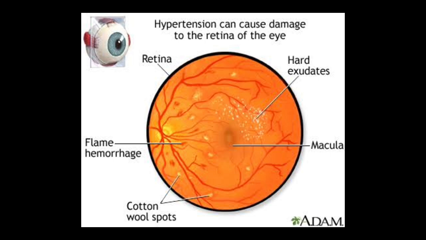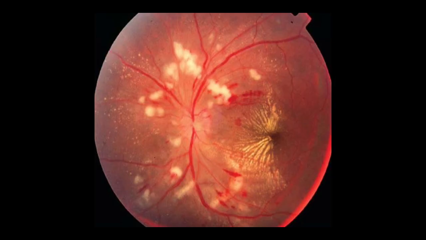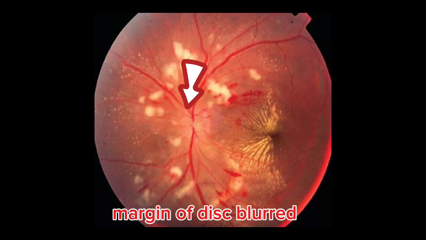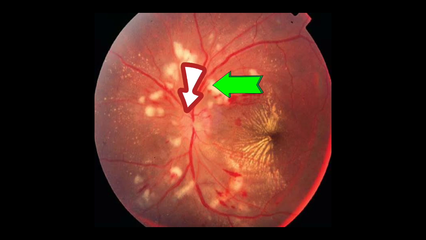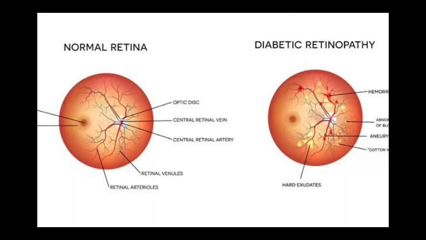This is the retina of hypertensive fundus where we can see hard exudates, flame shaped hemorrhages, and cotton wool spots. So how a hypertensive retina looks like in real, we have a picture of that retina ahead. So this is the real retina of a hypertensive patient where you can see a blurred optic disc. So this is papilledema and hard exudates.